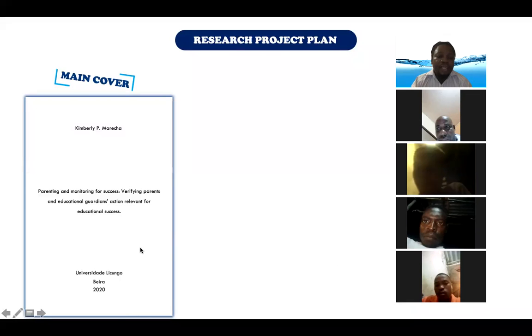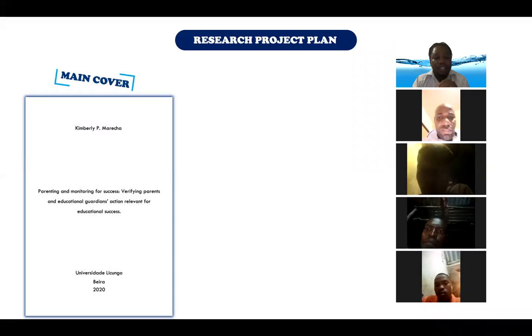Then after the title, we have the name of the university. After the title at the bottom, but also centered, we have the name of the university. And after the name of the university, we have the city in which the university is located. So our university is located in Beira. That's why we have Beira after Universidad Licungo.